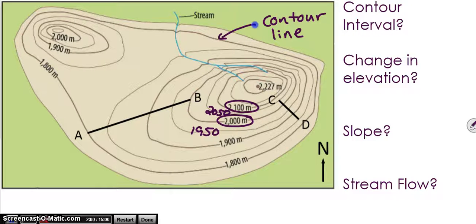This will help us identify changes in elevation and our slope. Now, if I look from A to B, I see that I go from the 1800 meter line to the 2000 meter line. If I do 2000 minus 1800, that means from A to B, there's a change in elevation of 200 meters.